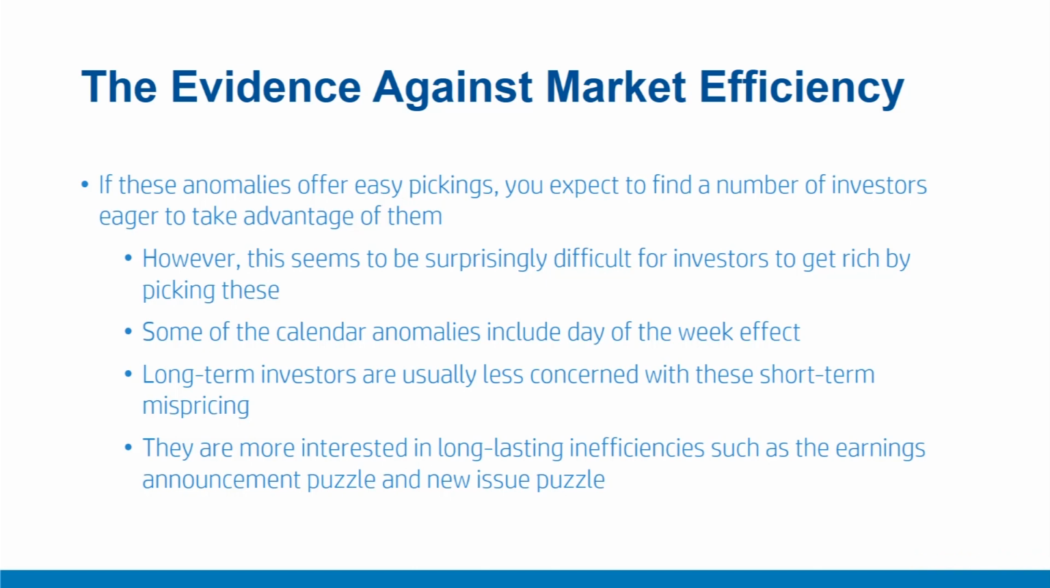Long-term investors are usually less concerned with these short-term mispricings. They are more interested in the long-lasting inefficiencies such as the earnings announcement puzzle. It seems that investors underreact to the earnings announcement and become aware of the full significance only as further information arrives. The new issue puzzle: when firms issue stock to the public, investors typically rush to buy. On average, those lucky enough to receive the stock receive an immediate gain. However, researchers have found that these early gains often turn into losses.